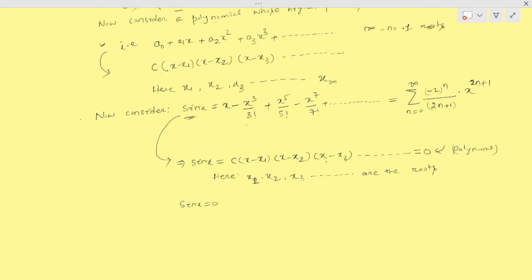So if I consider sin x equal to 0, that implies x equal to 0, plus or minus pi, plus or minus 2 pi, plus or minus 3 pi, and so on. Or I can write in general x is nothing but k pi, where k equal to 0, plus or minus 1, plus or minus 2, plus or minus 3, and so on.